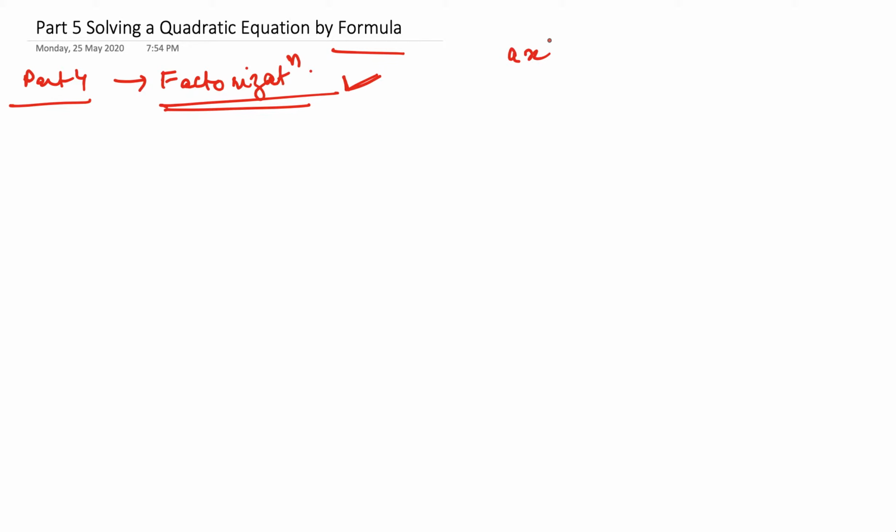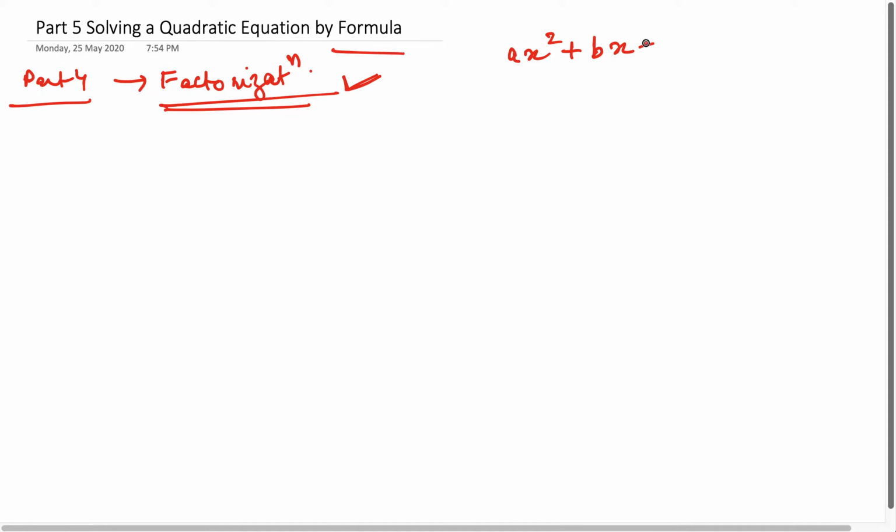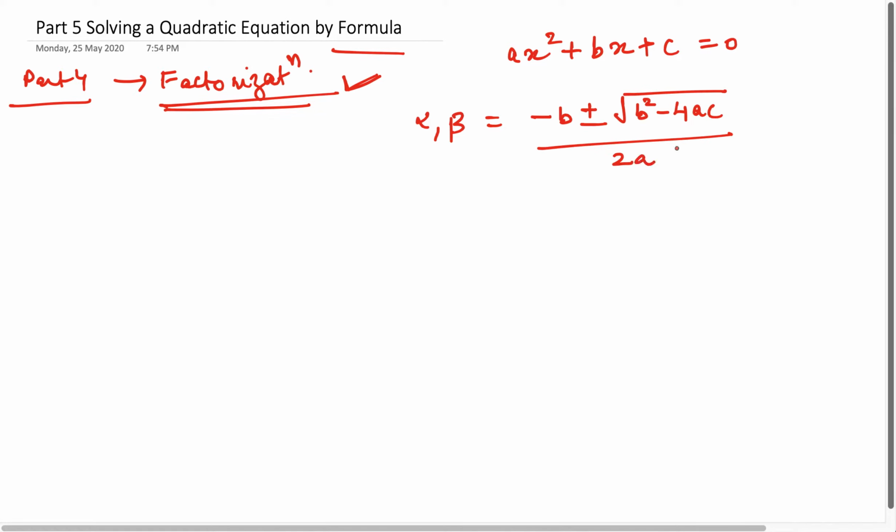Imagine a standard quadratic equation denoted by ax square plus bx plus c equal to 0. This is the standard format of a quadratic equation. And the two roots of the quadratic equation, denoted by alpha and beta, are given as minus b plus minus root over b square minus 4ac, the whole thing divided by 2a. This is the formula. It is also called Sridharacharya's formula for finding the roots of a quadratic equation, alpha and beta.